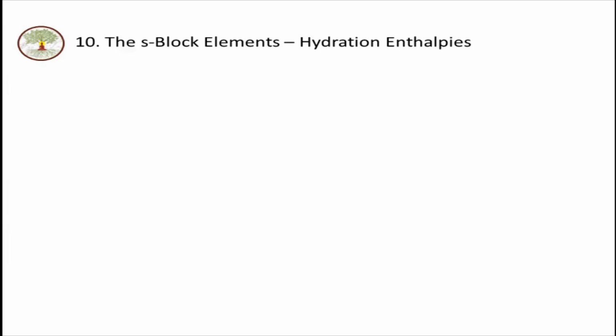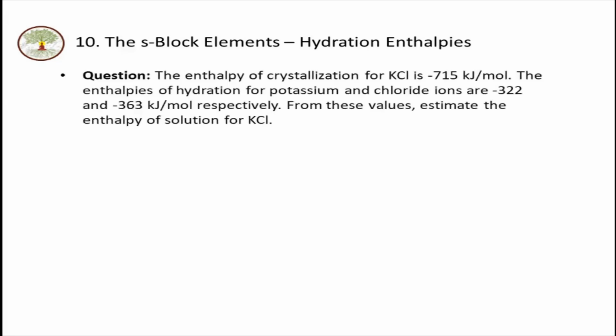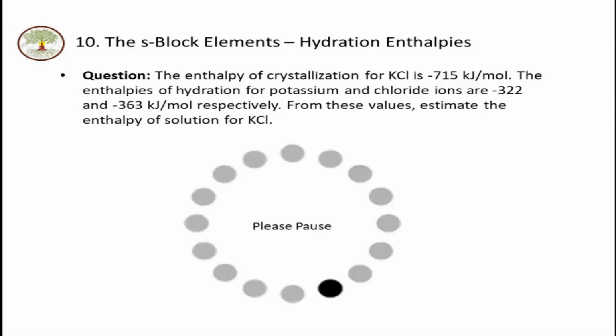Before we move on to the next section, let us solve a short example to ensure that you have understood hydration enthalpy. The enthalpy of crystallization of potassium chloride is minus 715 kJ per mole. The enthalpies of hydration for potassium and chloride ions are minus 322 kJ per mole and minus 363 kJ per mole respectively. From these values, estimate the enthalpy of solution for potassium chloride. Please pause this video for a while and solve this question.